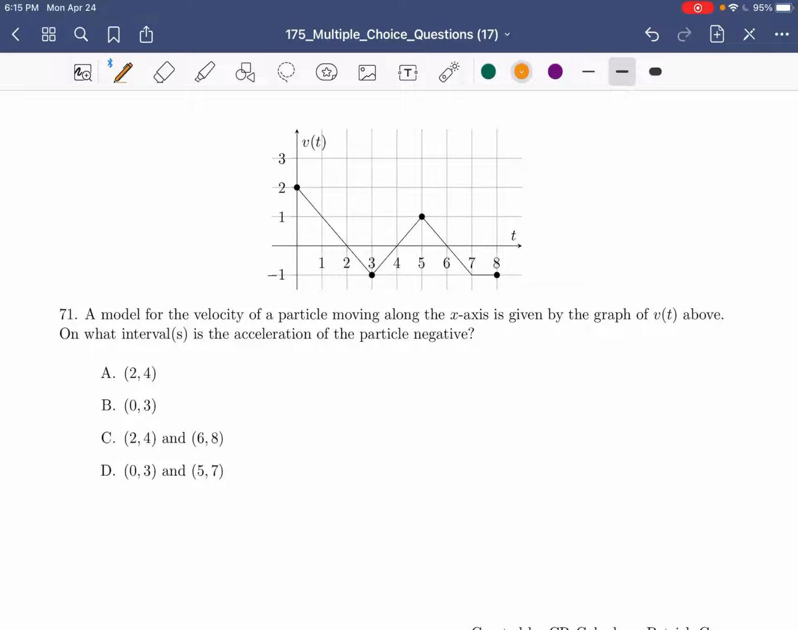Okay, so on this one, we have a velocity graph, and it wants to know where the acceleration of the particle is negative. So if we think about velocity, that's what our graph is. I like to think of these as maybe f and f prime. So let's say that velocity is really like our f prime graph.